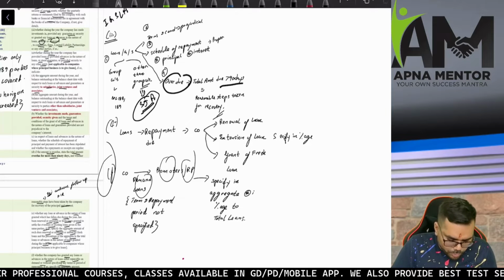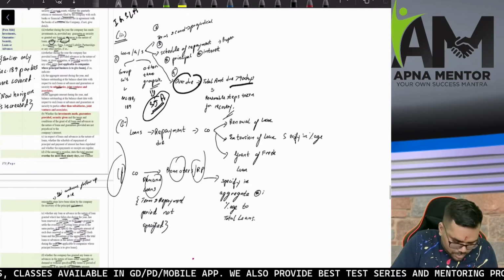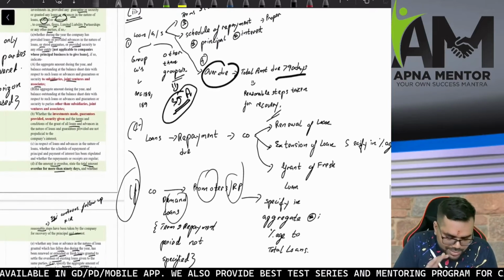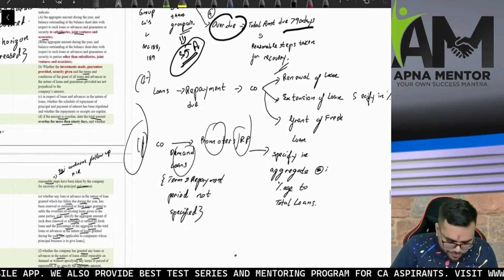If you refer to your book, there are 6 clauses. I have divided that into 3 clauses. So in clause 3, if you see your book, there are 6 clauses. I have made it short and divided it into 3 clauses for your better understanding, for your better retention.